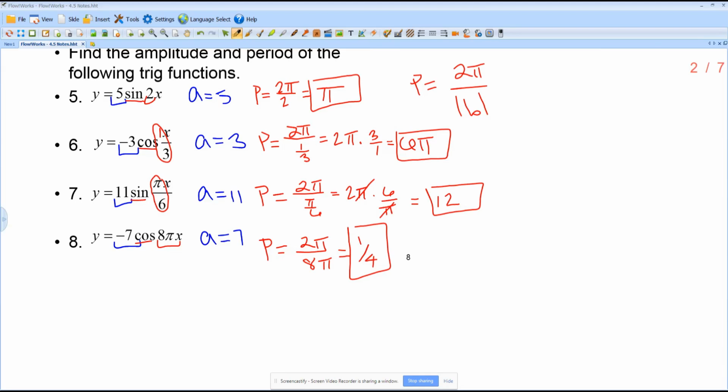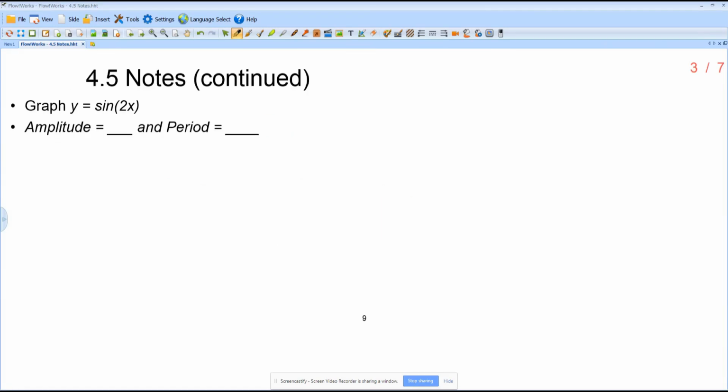So this is taking it a step further now. We're not just looking at amplitude, we're looking at amplitude and period, because those are going to be the two things that are really going to be quintessential for the graphing of these trig functions. So let's get to a graphing one. Y equals the sine of 2x.